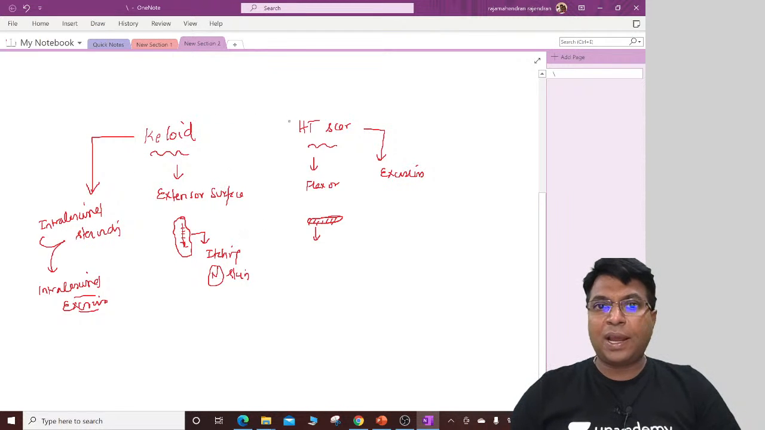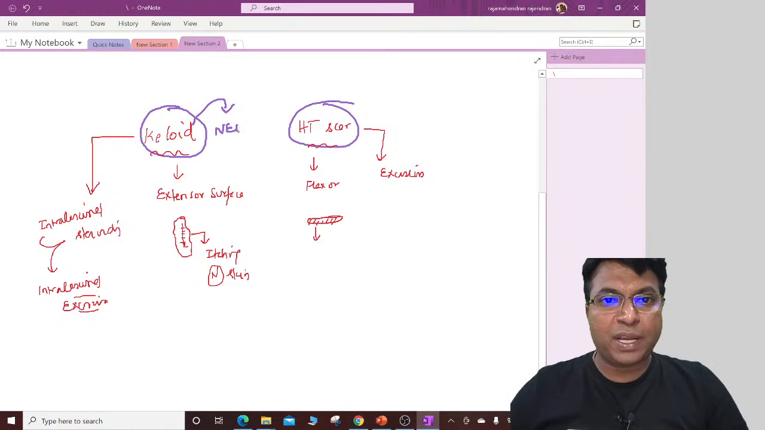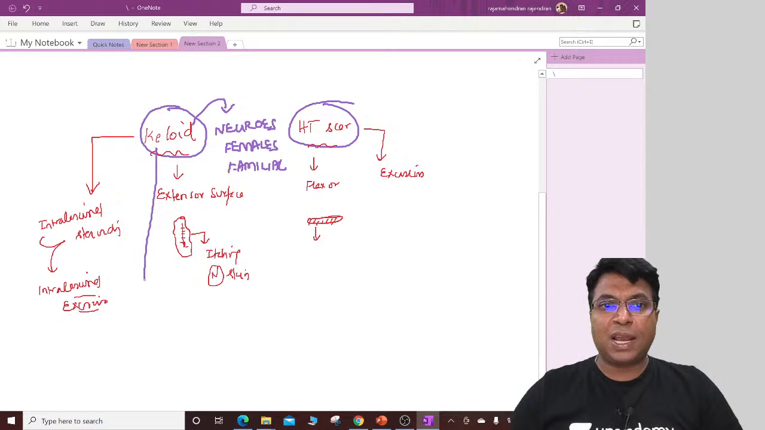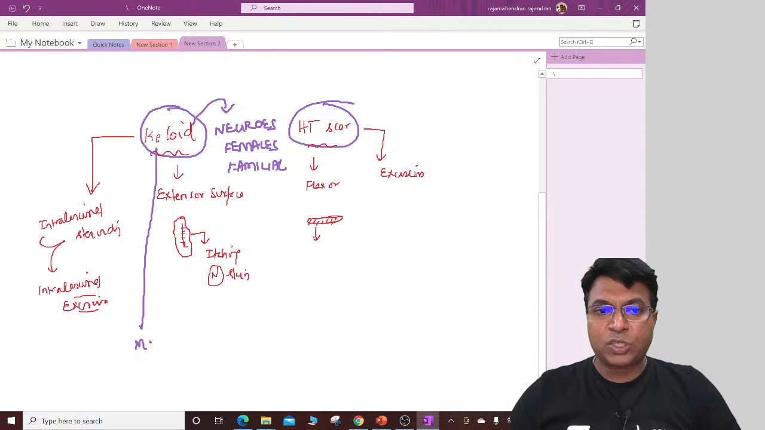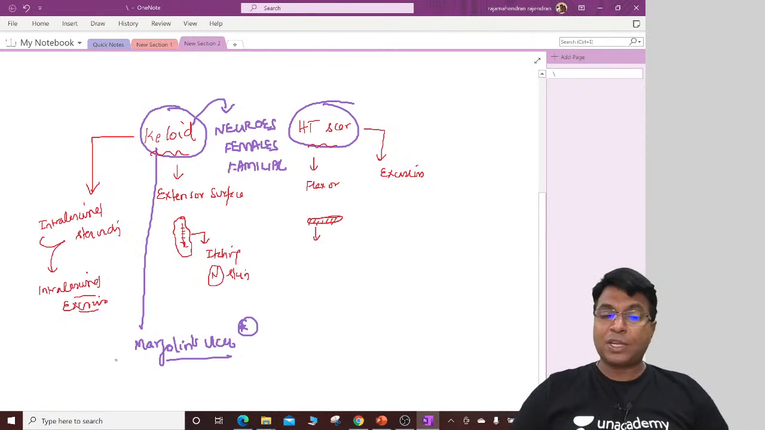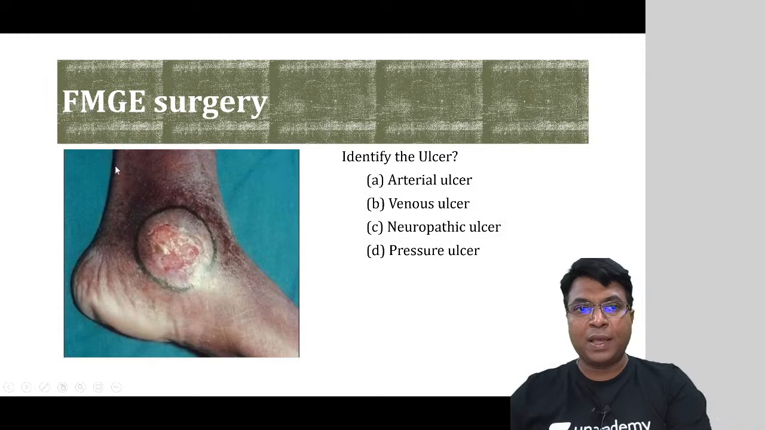Okay. Between keloid and hypertrophic scar, which will have a strong familial tendency? Keloids have a strong familial tendency. They are more common in Negroes and common in females. A very interesting point is that keloid is pre-malignant. Keloids can get converted to Marjolin's ulcer. So please don't forget this point about keloids.